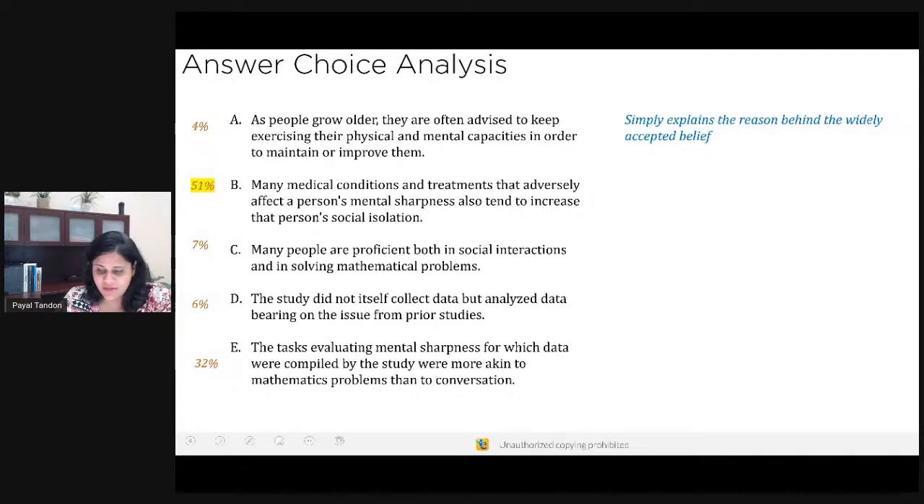Now, many medical conditions and treatments that adversely affect a person's mental sharpness also tend to increase that person's social isolation, right? Now most of you selected this choice, choice B, which is the correct answer. Tell me, what pre-thinking item does it cover? What is this choice doing? Is it giving a new cause? Is it reversing the causality? Is it truly reversal? What is it doing?